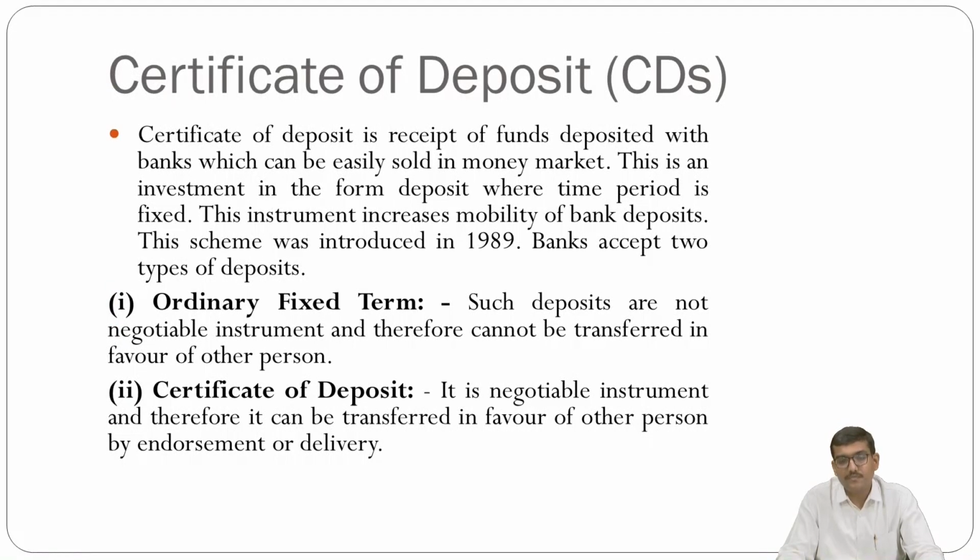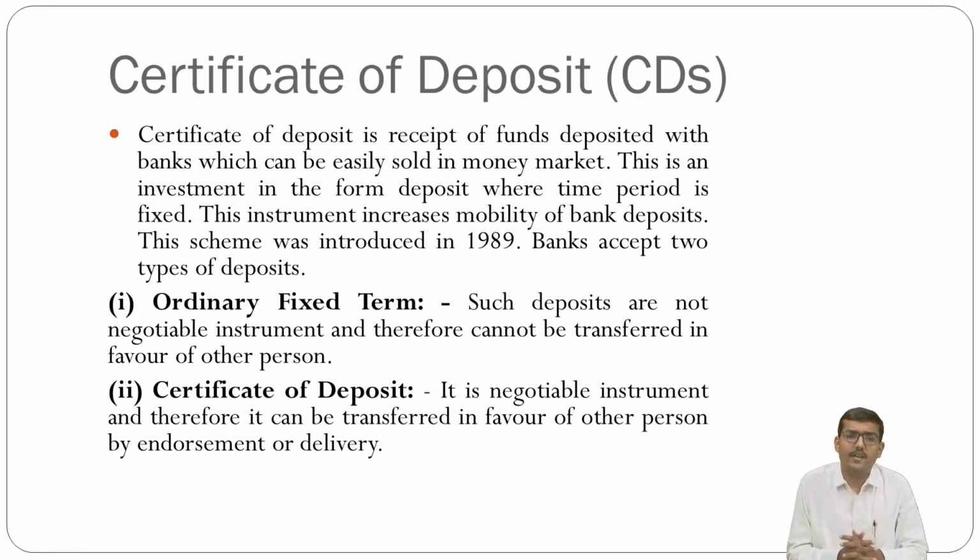Yes or no? Next important point is certificate of deposits. Certificate of deposits is the receipt of a fund deposited with a bank, which can be easily sold in a money market. This is an investment in the form of a deposit where the time period is fixed. And this instrument increased the mobility of bank deposits also. This scheme was first introduced in 1989, and banks accept two types of deposits: first is ordinary fixed term and second is certificate of deposits.